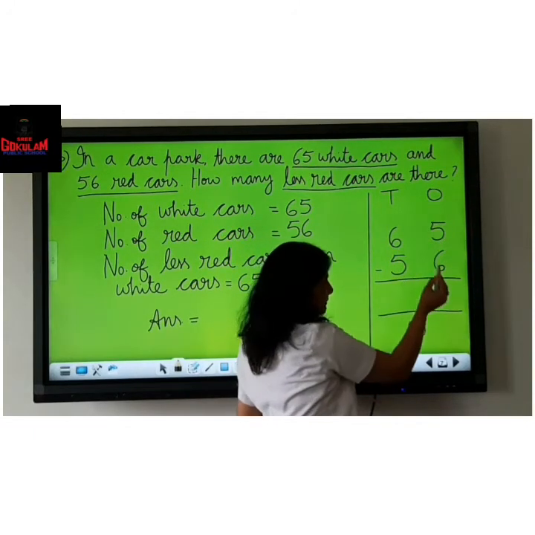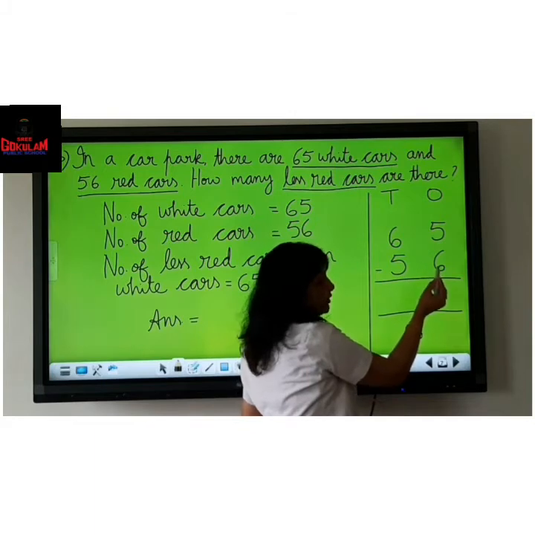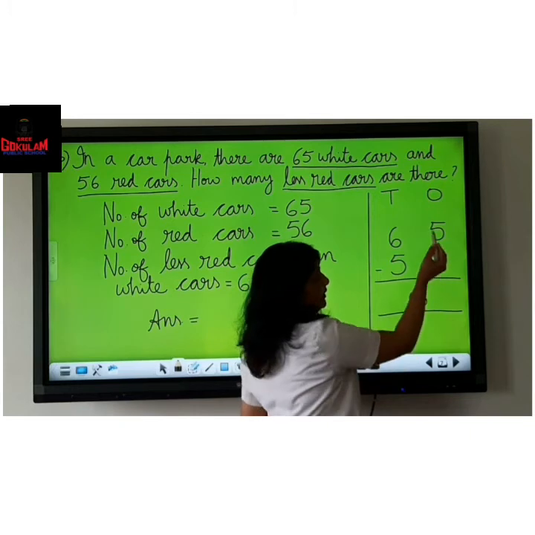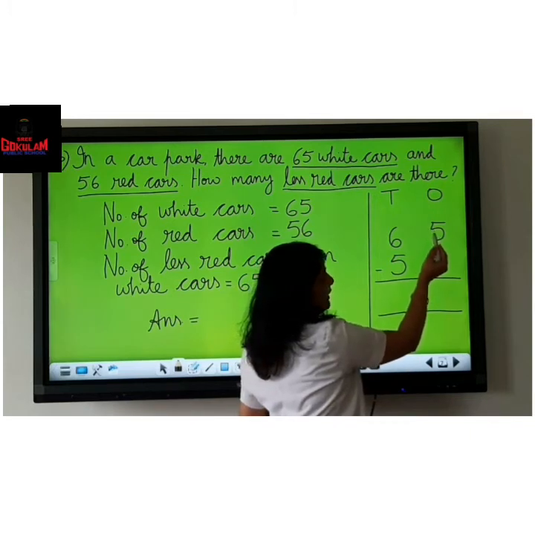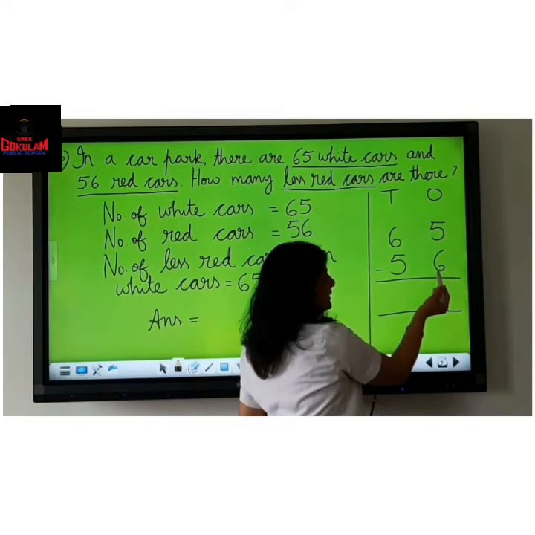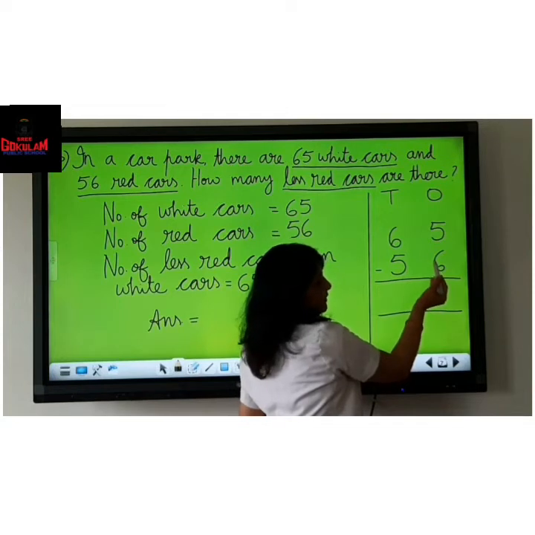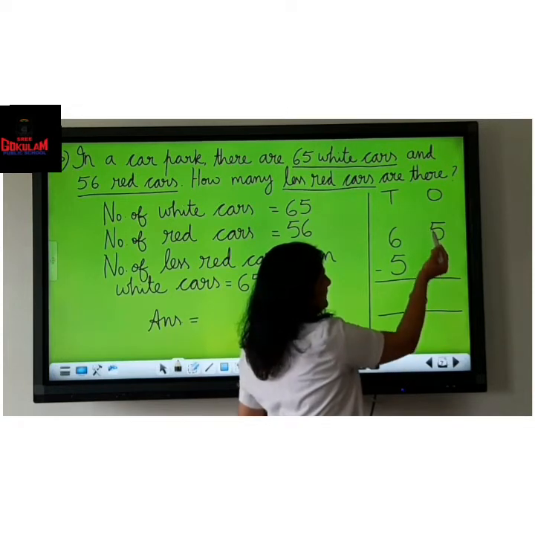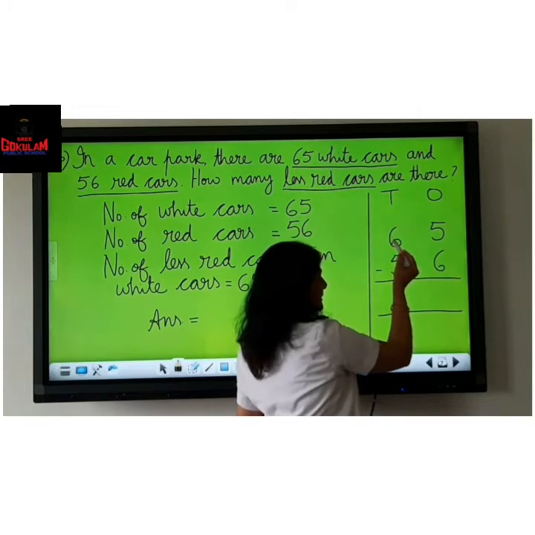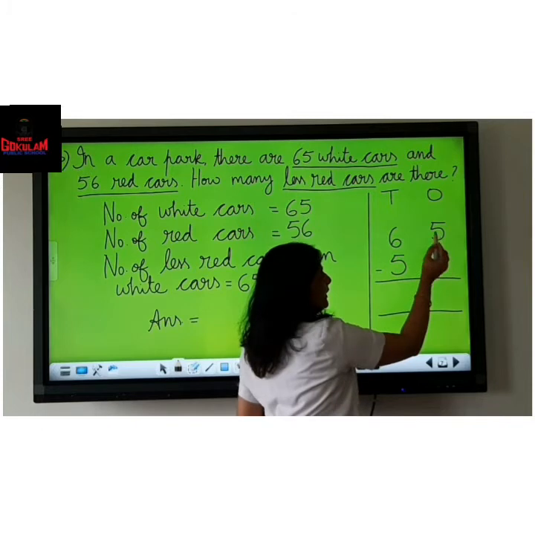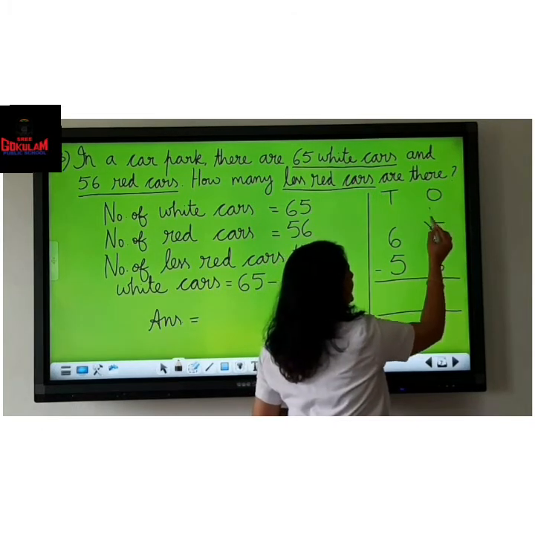Begin from the ones place. Keep in mind, you can subtract a small number from a big number. Here on the top you see 5 and here below you see 6. We can't subtract. 5 is lesser than 6. So we will borrow from the tens place. We will borrow 1 ten from the tens place. 1 ten means 10 ones. So 10 ones plus 5 ones is 15 ones.